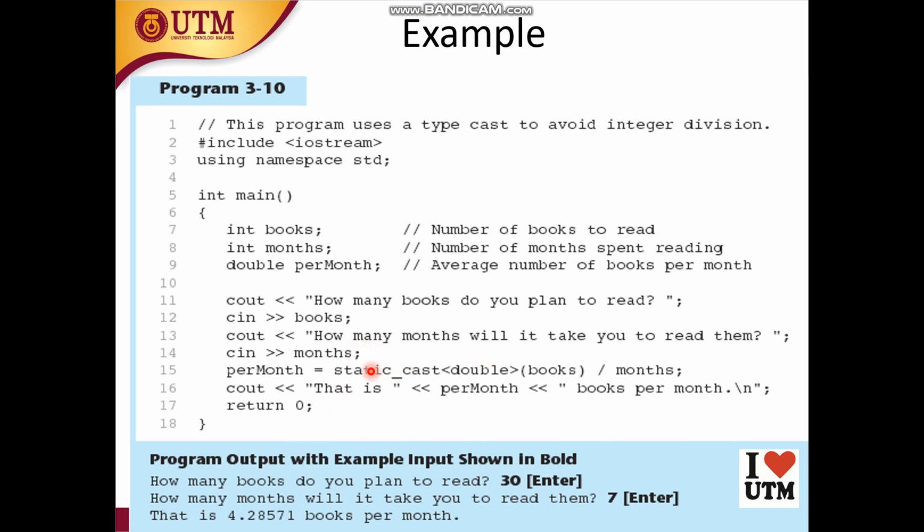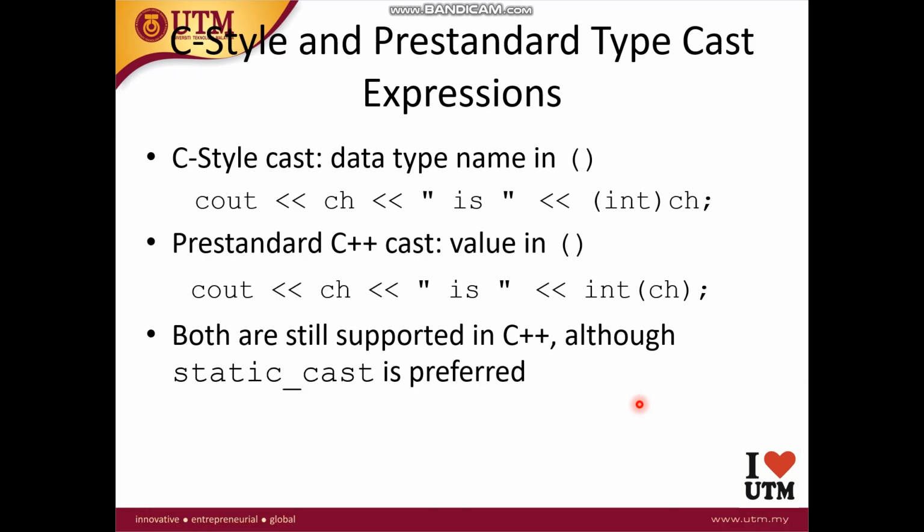But if you don't do that, what happens? The output is going to give you only 4. Why? Because 30 divided by 7 in integer is going to be 4. If you want to do this in the C language, you are going to do it this way, and in C++ it is done this way, while those ways of expressing it are still supported in C++, even though static_cast is mostly preferred.